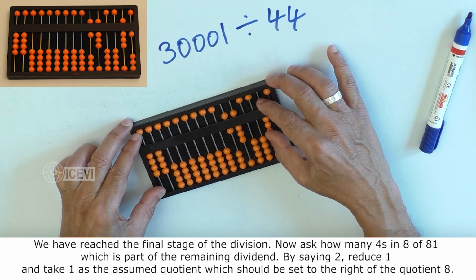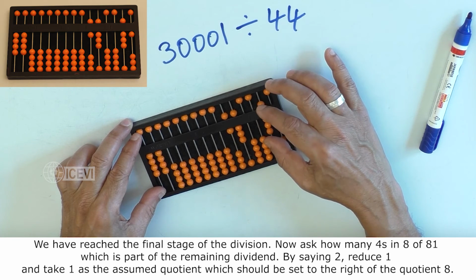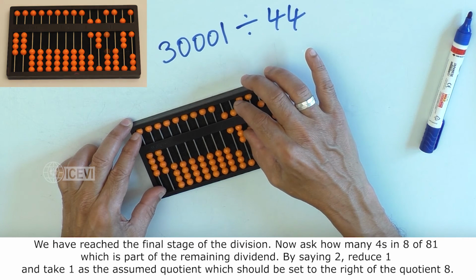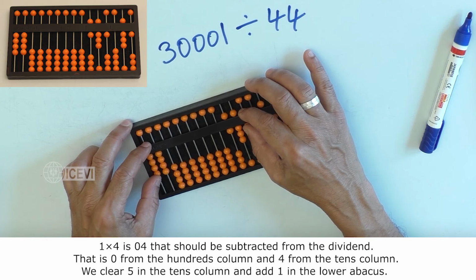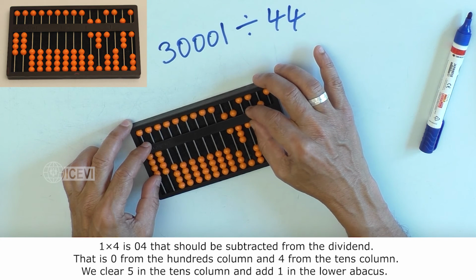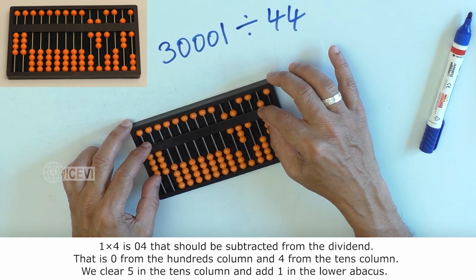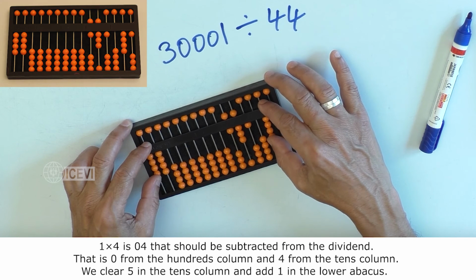Now ask how many 4s in 8 of 81, which is part of the remaining dividend. By saying 2, reduce 1 and take 1 as the assumed quotient, which should be set to the right of the quotient 8. Now 1 multiplied by 4 is 04. That should be subtracted from the dividend. That is 0 from the hundreds column and 4 from the tens column. We clear 5 in the tens column and add 1 in the lower abacus.